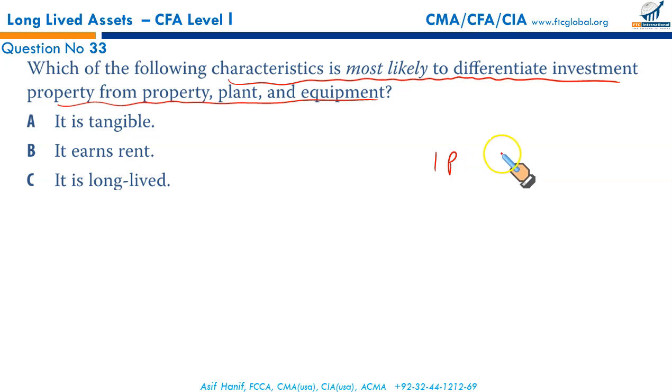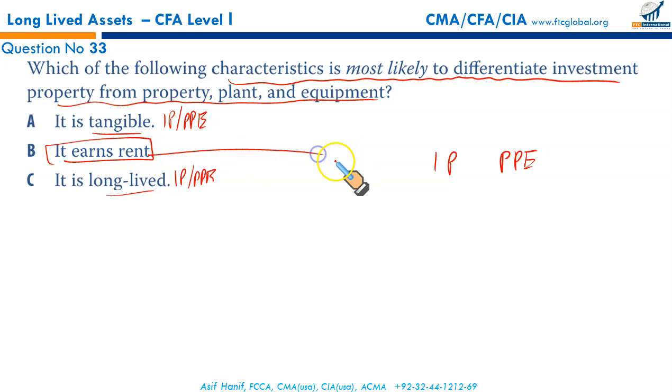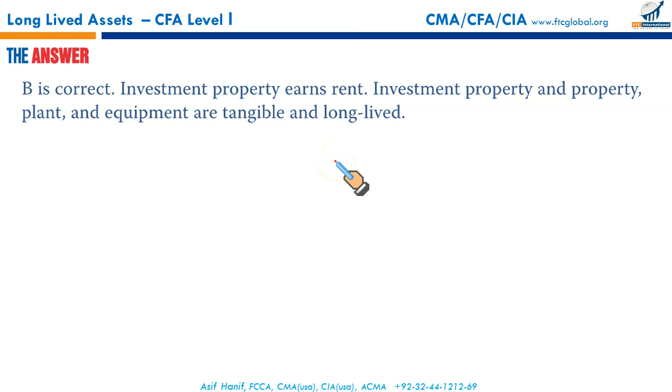Investment property, property, plant and equipment. Which of these is the differentiating feature? It is intangible. This is not a differentiating feature. Investment property and property, plant and equipment can both be tangible, and they are mostly tangible. It is long-lived. Yes, they are both long-lived. The difference is investment property earns rent, but property, plant and equipment is for business own use. This is the distinguishing feature, and that's why it's our right answer.